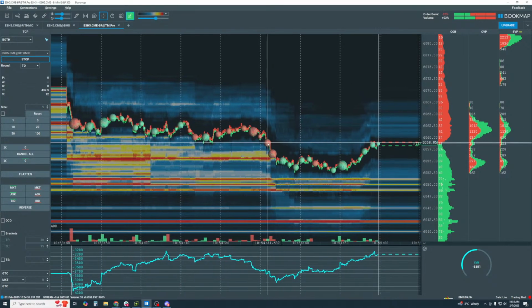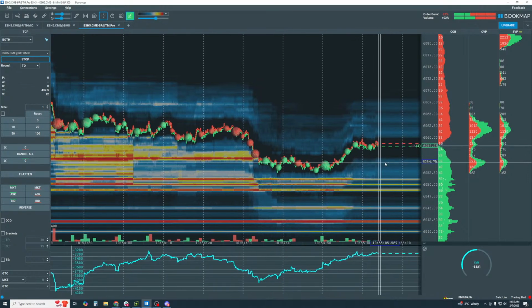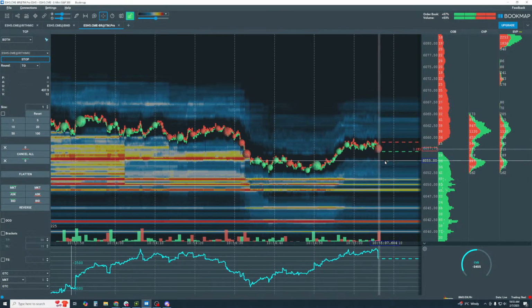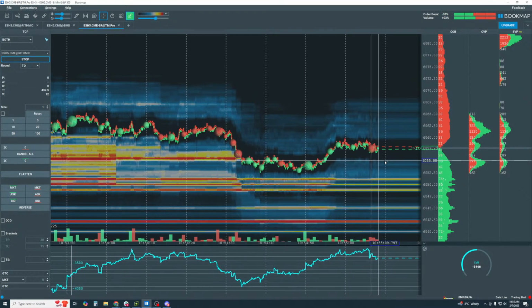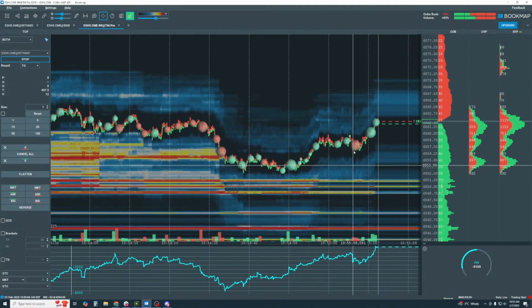Okay, so here's our first test back up to here. Likely a fade back, we'll see. And then after about 55 or so, let's see if we can break that, and then go higher now.